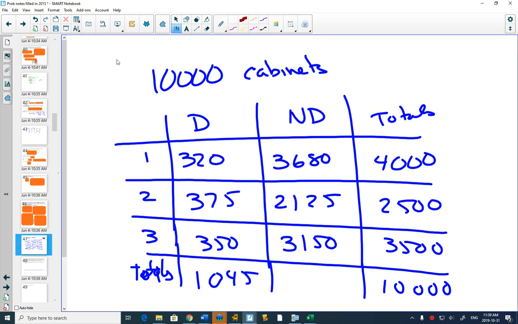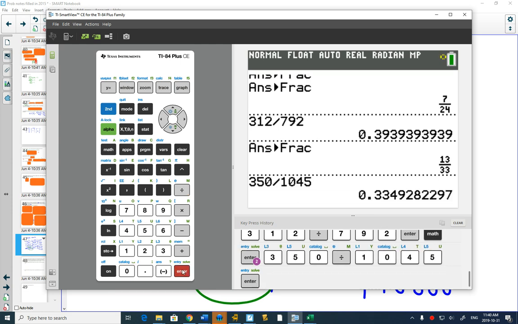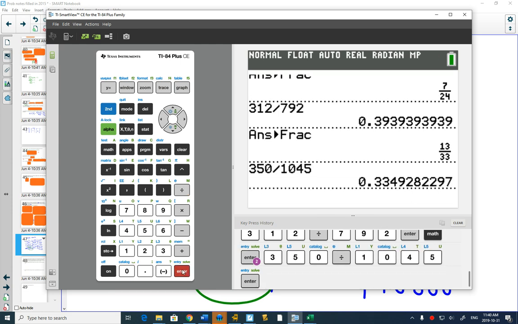That's our new sample space, given that it's defective. If we were thinking about 10,000 cabinets, the numbers that we were told, the percentage that we were told, now we're only thinking about 1,045 cabinets. What are the chances it came from machine 3? 350. If I do 350 divided by 1,045, do I get the 33.5% that my other number was? Yes. It works out perfectly.